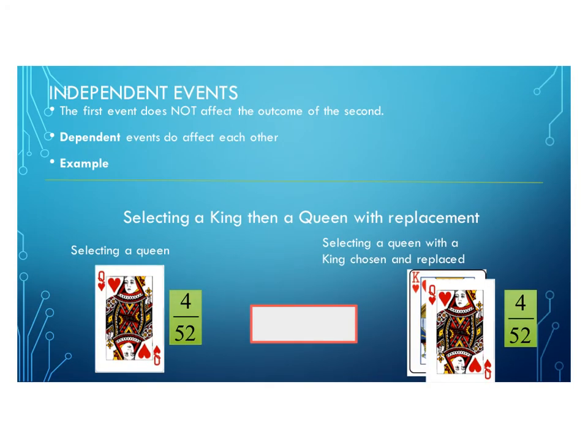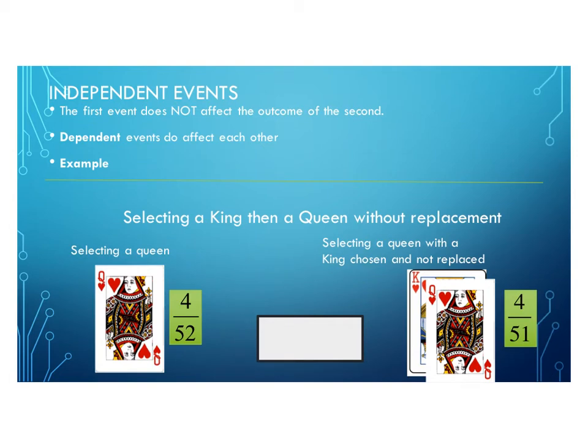Okay, so as we move on to independence, the first event does not affect the outcome of the second in a sequence of events. However, dependent events do affect each other. So if I select a queen, then a king with replacement. Notice in this first one on the left, we're selecting a queen, which we know to be 4 out of 52. Then we're going to shift over and select a king with the queen chosen and replaced. So it's like I pick up the first card, it's a queen, and then I put it back in the deck. What's the probability of obtaining a king? Well, it's going to be the same, 4 out of 52. So because these probabilities match, we say these events are independent.